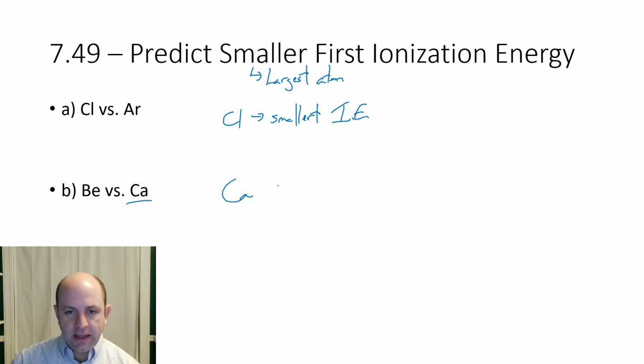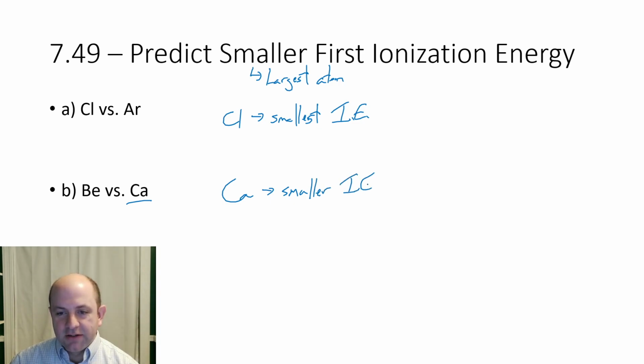That means calcium will have the smaller, so that was the smallest, but smaller. I'll fix that in post, no I won't. Smaller ionization energy. There is no editing on these videos. Alright, but there you go, that's how you can do these. Just the larger the atom, the smaller the ionization energy.